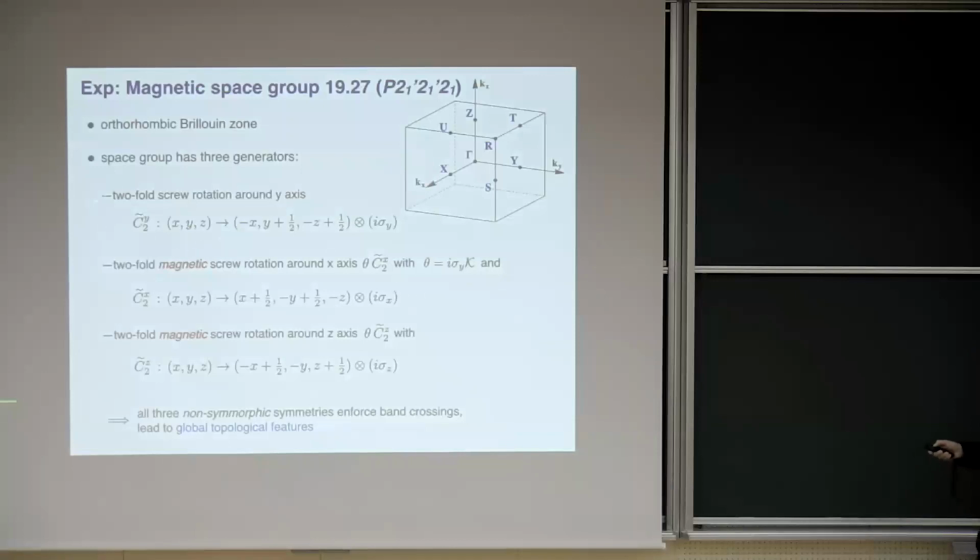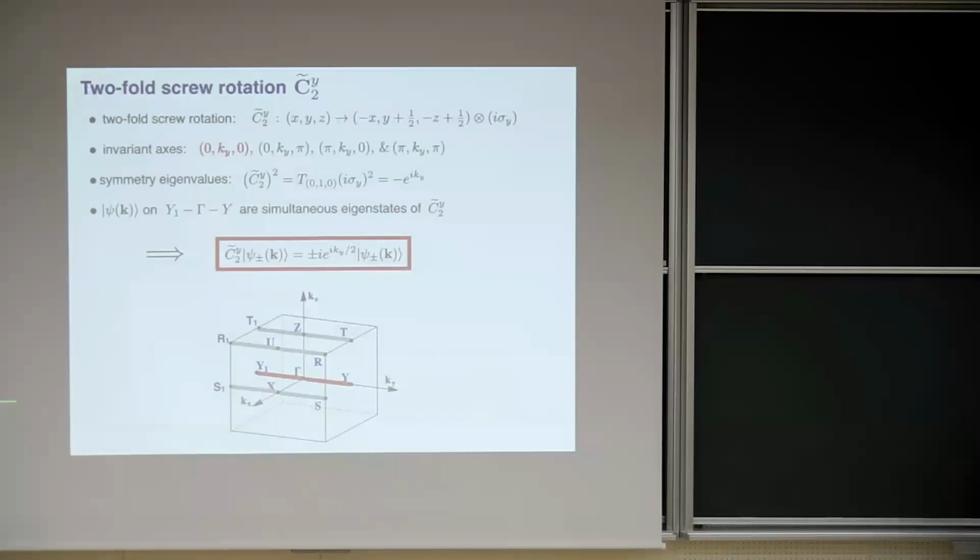And then we have these twofold magnetic screw rotations. So this is basically similar to this screw rotation, but now it's combined with a time reversal operator. So we have a magnetic screw rotation here around the x-axis and another one around the z-axis. And we will see that these three symmetries will give rise to special band crossing features in any material that has these space group symmetries. Okay, so let me just go through this one by one.